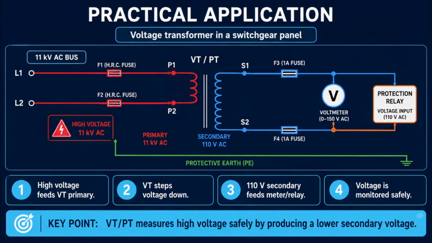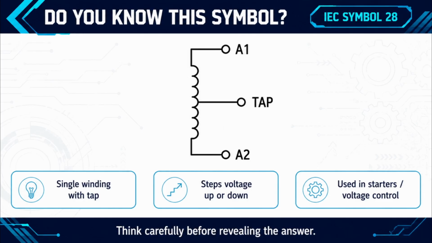In this switchgear panel, the 11 kV supply is connected to the VT primary. The transformer steps the voltage down to about 110 volts on the secondary side. This lower voltage is then supplied to the voltmeter and protection relay, allowing the high voltage system to be measured and monitored safely. Do you know what this electrical symbol represents?